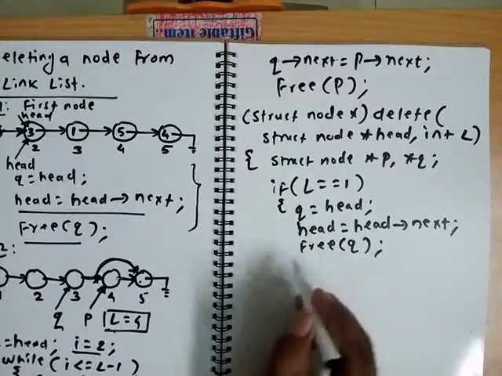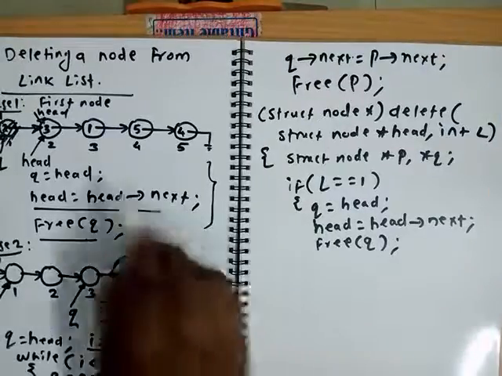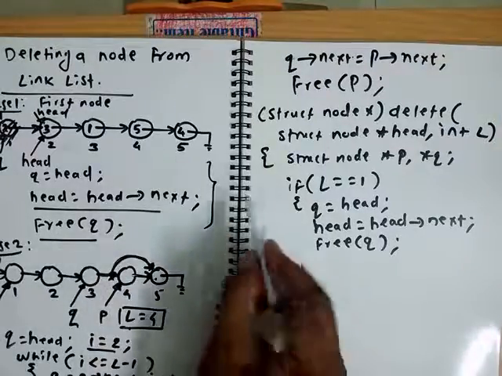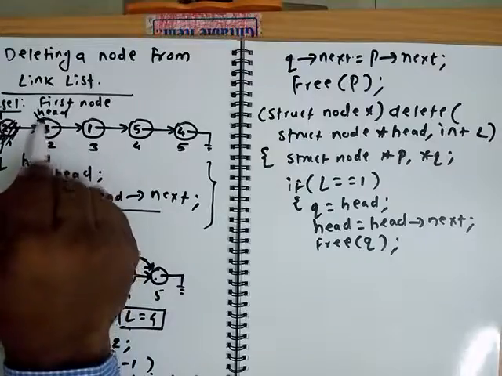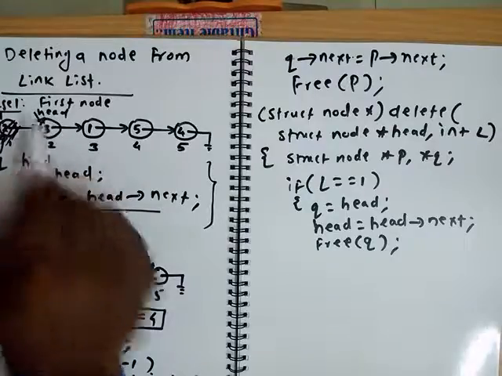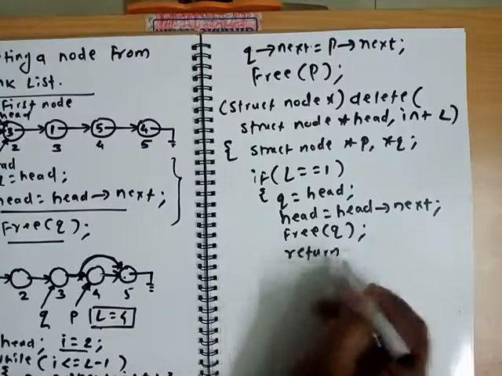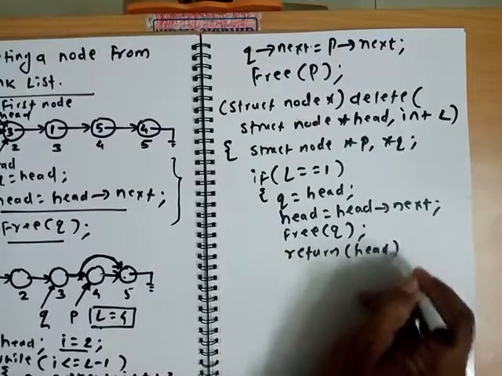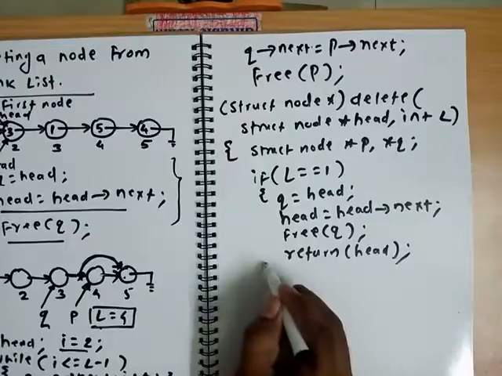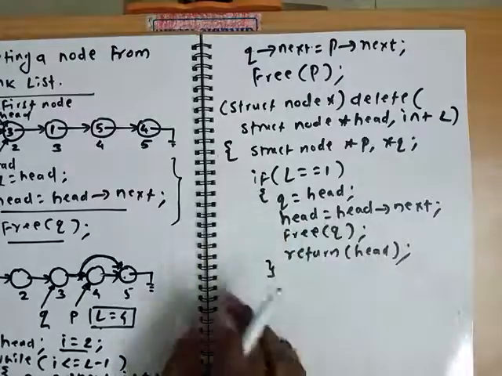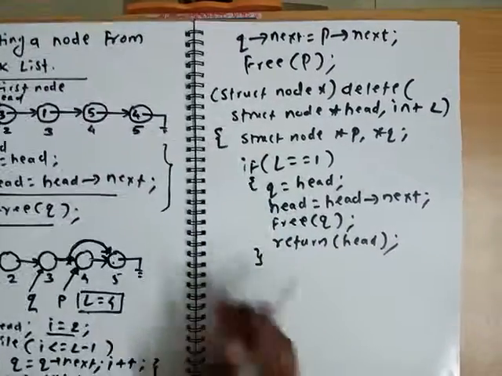And after freeing Q, we should simply return the address of the modified linked list's first node. The modified linked list's first node address is in the head pointer, so we should return that head. Return head. Okay, so this code takes care of deletion of the first node.